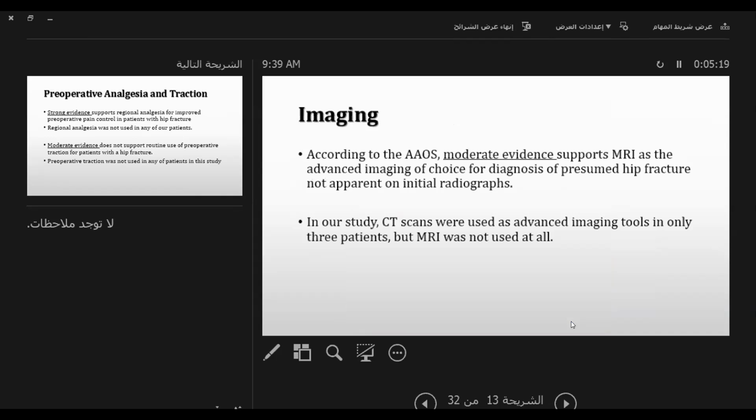Starting with imaging, AAOS recommends use of MRI as the advanced imaging of choice for diagnosis of a presumed hip fracture that is not apparent on the initial X-ray. In our study, 3 patients had an occult fracture, but we diagnosed them by CT scan, not MRI. In our opinion, this can be explained by the feasibility of CT scan in the emergency room. To do MRI at our center, the patient has to be admitted and the MRI arranged for the next or second day of admission.